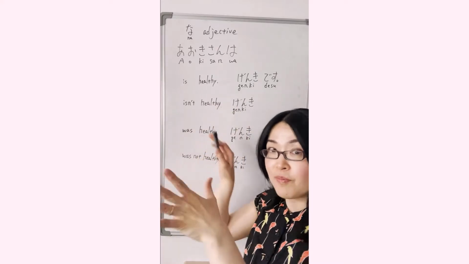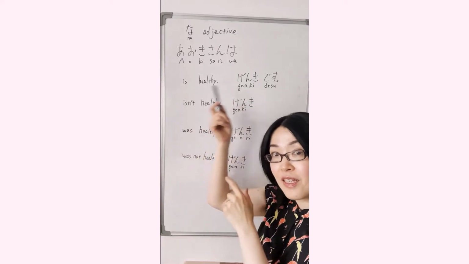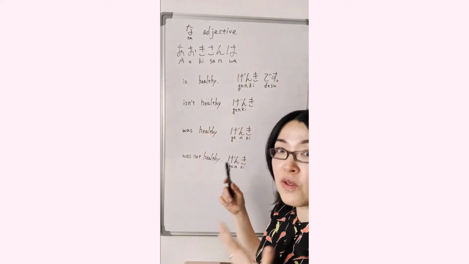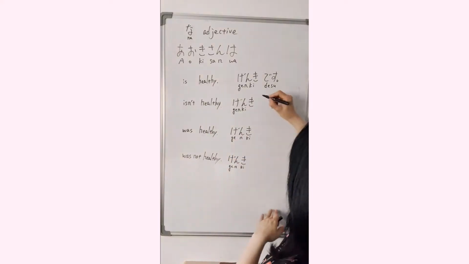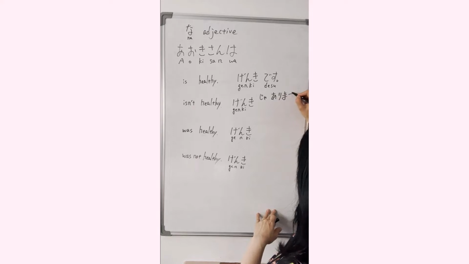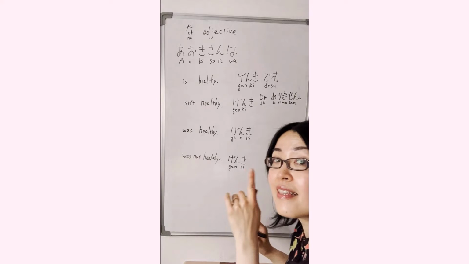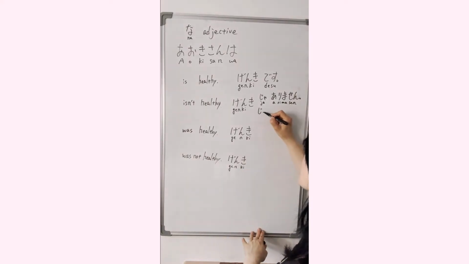This is the neutral present tense. He or she is healthy. If you want to say he or she isn't healthy, it's 元気じゃありません. This part changed to じゃありません. Or 元気じゃないです is also possible.